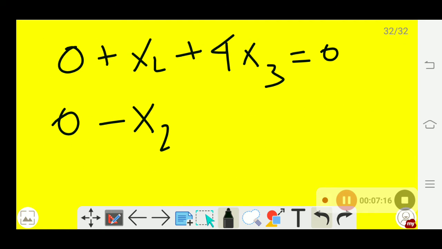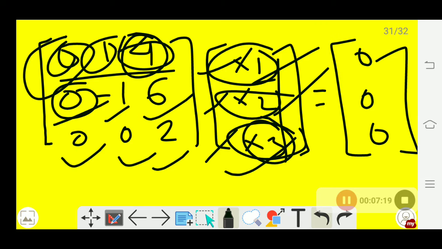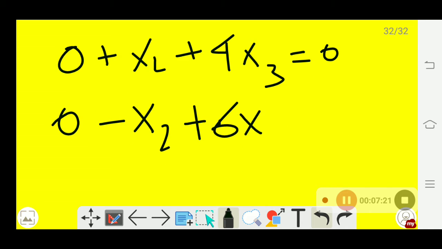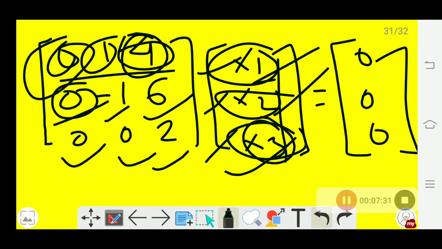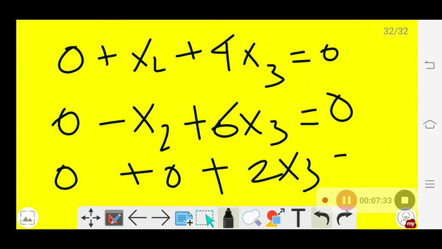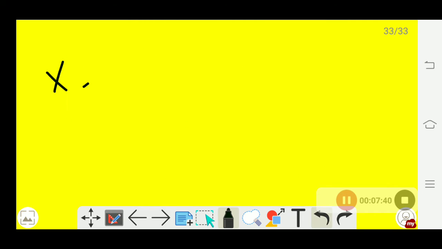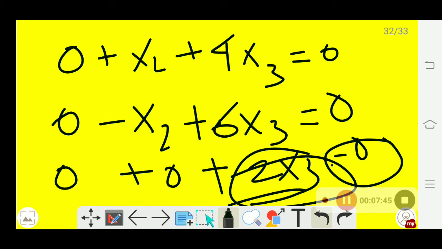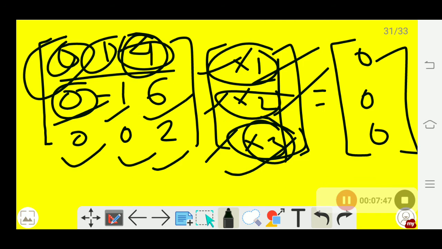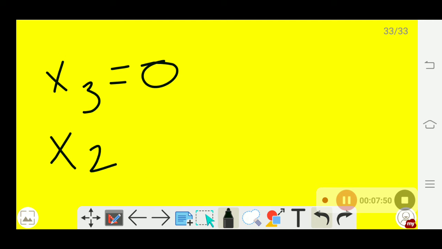So 0 minus x2 plus 6x3, and the last equation is 0 plus 0 plus 2x3. So we can say from here that x3 is 0, that makes it easy. x3 is 0, here it's cut, and x2 is also 0 from the first equation.